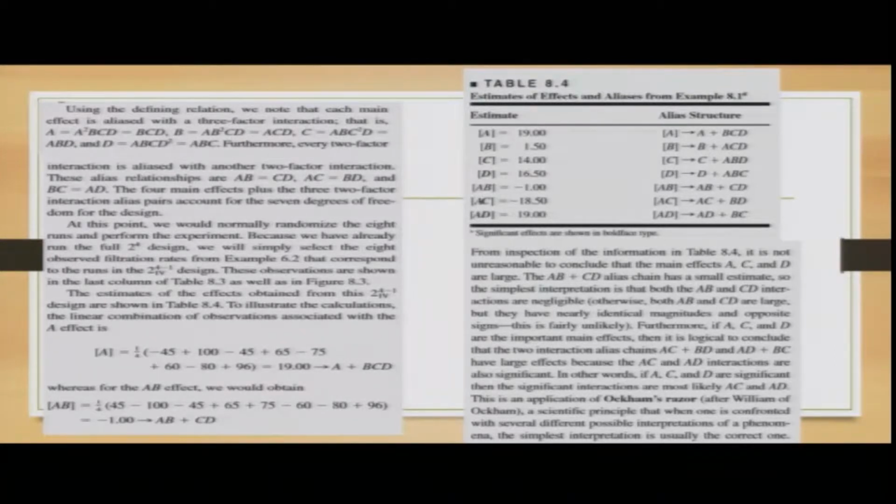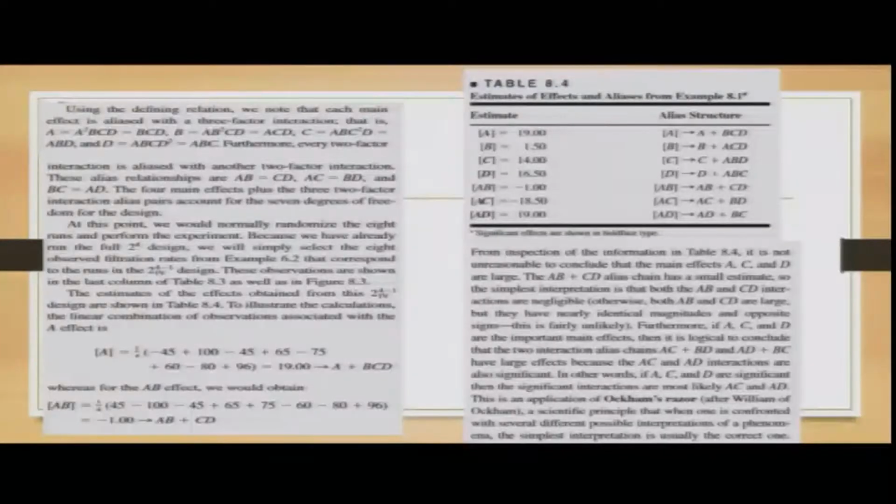So, what we are trying to do is convert 2 to the power 4 combinations into 2 to the power 4 minus 1 (fractional design), such that the effects are coming out to the maximum possible extent. These observations are shown in the last column in table 8.3. So, based on that, when we find out the effects, we give them in a table. These effects are as follows in 8.4.